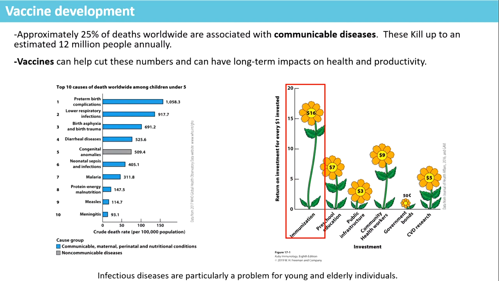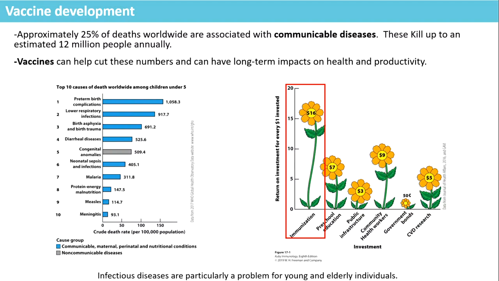In terms of vaccine development, you probably remember this figure from earlier on during the module, but essentially about 25% of worldwide deaths are actually associated with communicable diseases that you can see in blue here, and they're responsible for about 12 million deaths annually. Now obviously the presence of vaccines can really help to reduce these numbers, and also it has long-term impacts on health and productivity. And you can see that in this graph here.